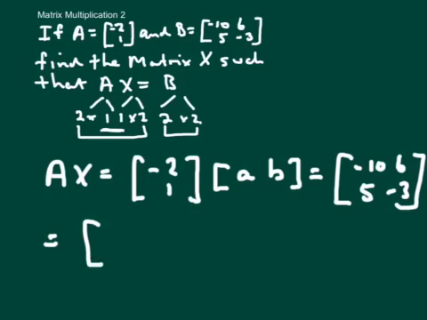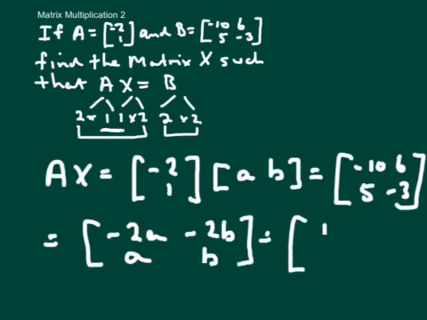-2 times A is -2A, and -2 times B is -2B. And then we get a bit of luck here, because 1 times A is A and 1 times B is B. And so that's going to equal -10, 6, 5, -3, like so.